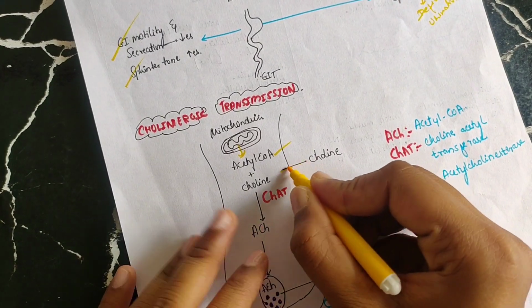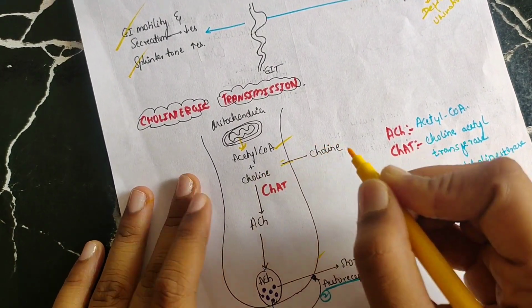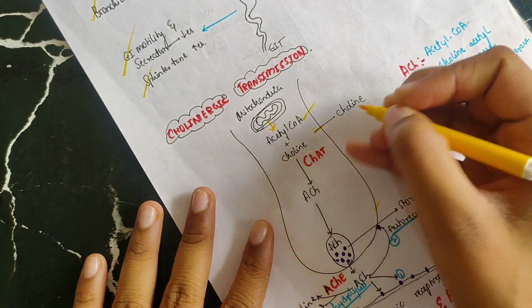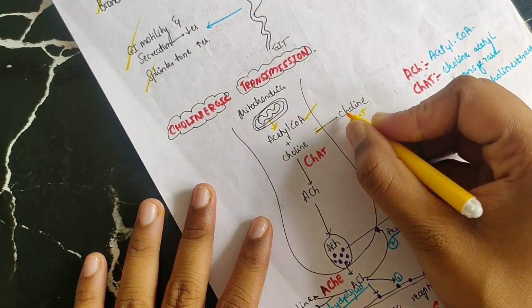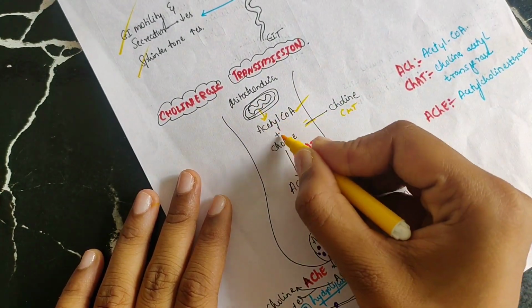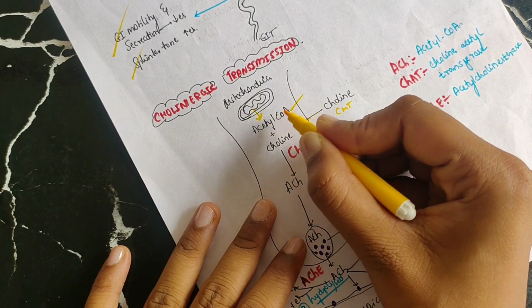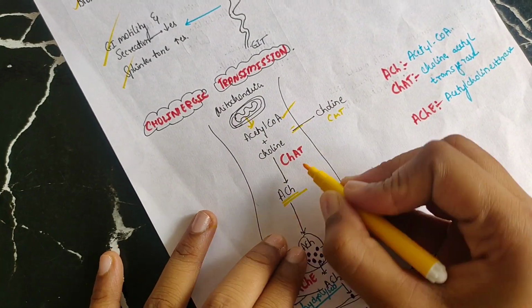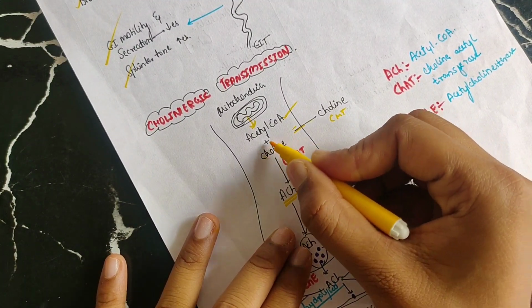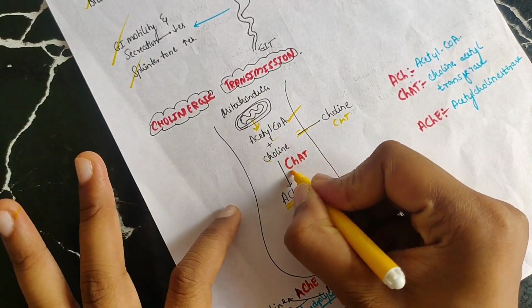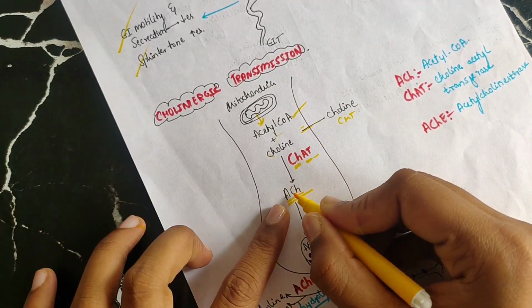Choline now enters the presynaptic nerve ending by carrier-mediated transport, and the choline is taken into the nerve fiber. The acetyl-CoA from the mitochondria and this choline combine to form acetylcholine, by the enzyme choline acetyltransferase. Choline acetyltransferase converts them into acetylcholine.